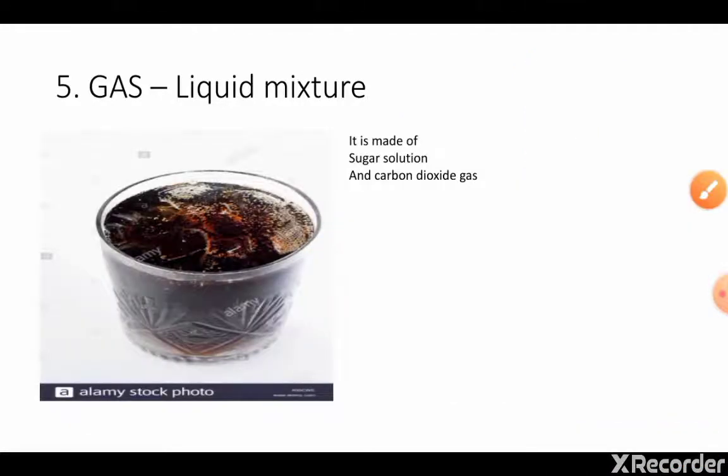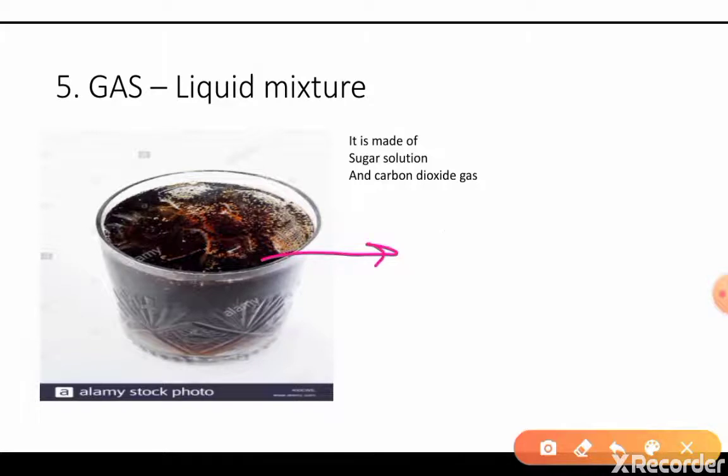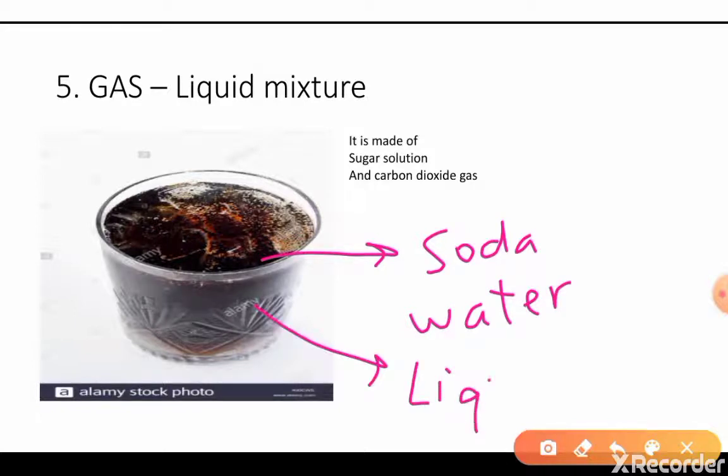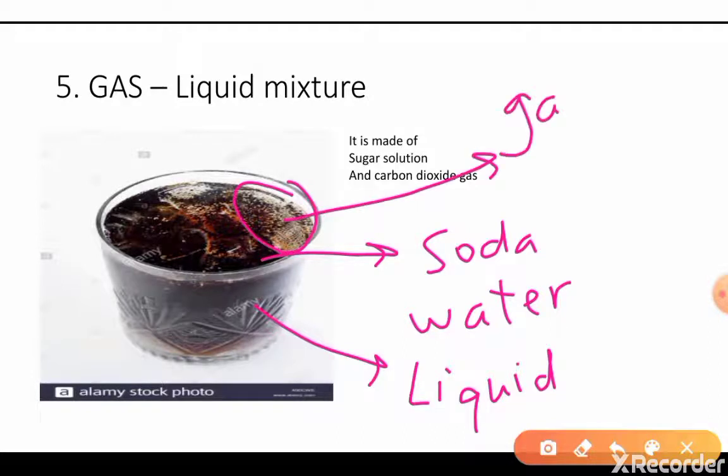And here we have what? This is what? Pepsi? Yes, it's called soda water. Okay, it's made of what? I can see here liquid. This liquid has a sugary taste, so it's called a sugar solution, and it contains also bubbles. These bubbles are what? Gas. What is the gas which is found in the soda water? It's carbon dioxide gas.